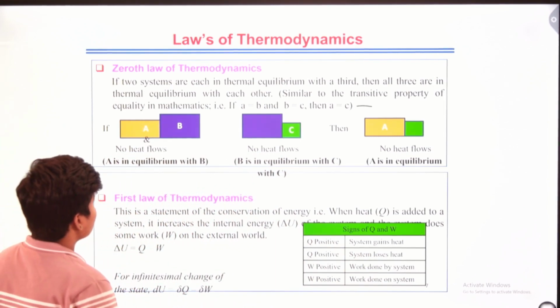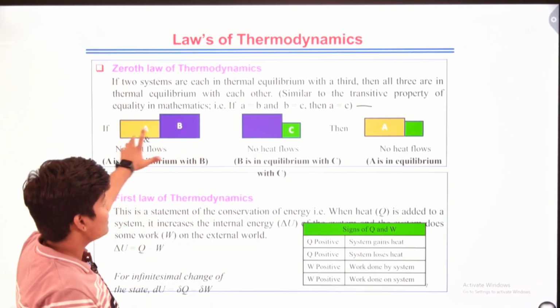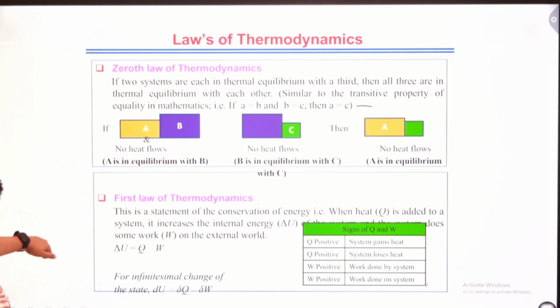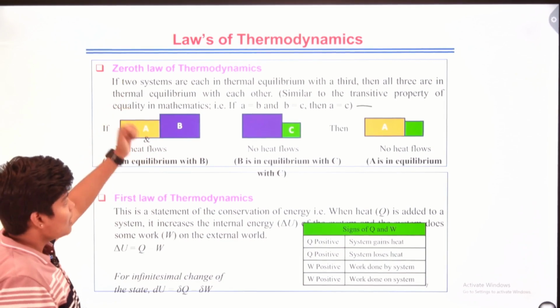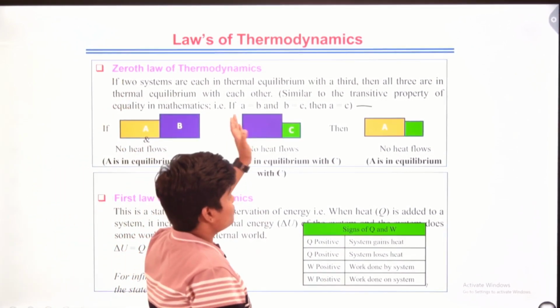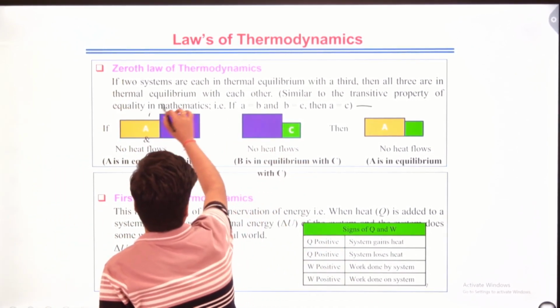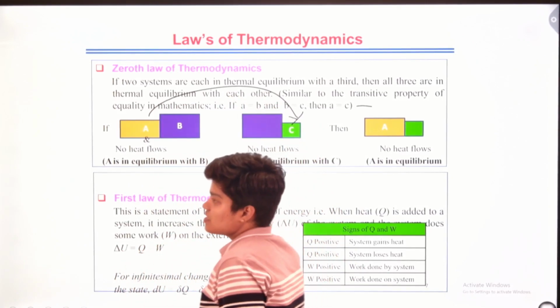The zeroth law states that if two systems, let A and B, are in equilibrium with each other, and equilibrium means no heat flows, no heat is gained or lost, and similarly B is in equilibrium with C, then A will be in equilibrium with C.